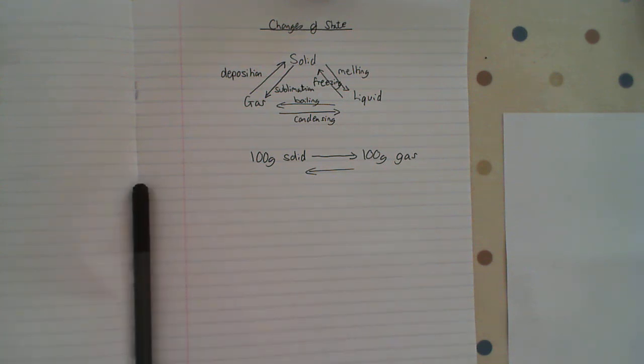For example, if we get 100 grams of water, freeze it, we get 100 grams of ice. If you melt that 100 grams of ice, we get 100 grams of water. We can do this back and forth as many times as we want.